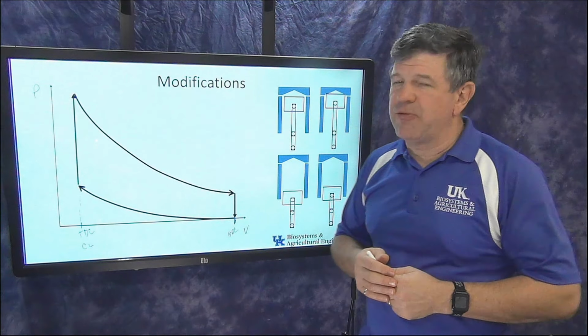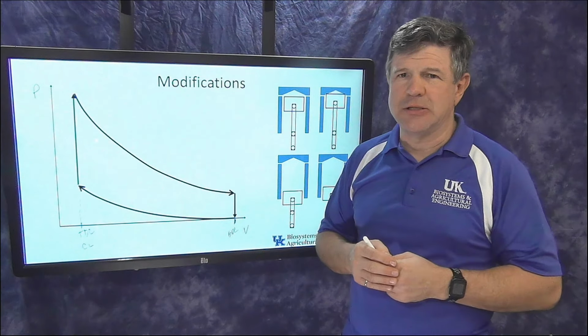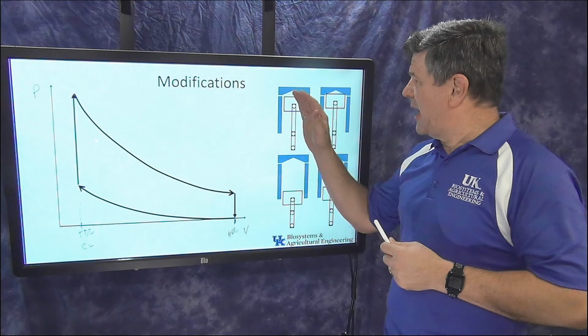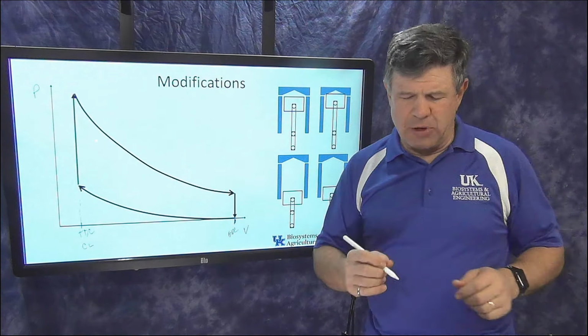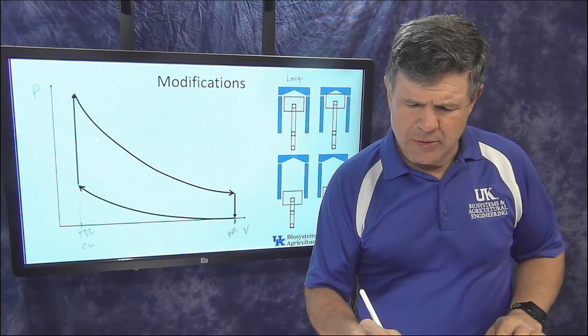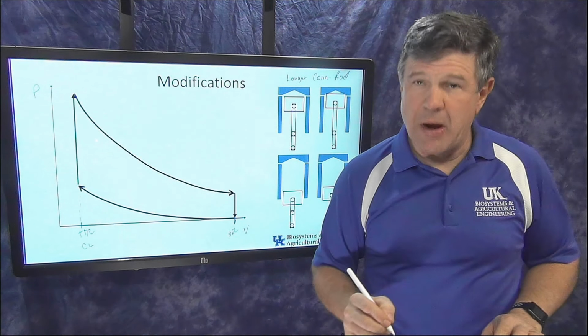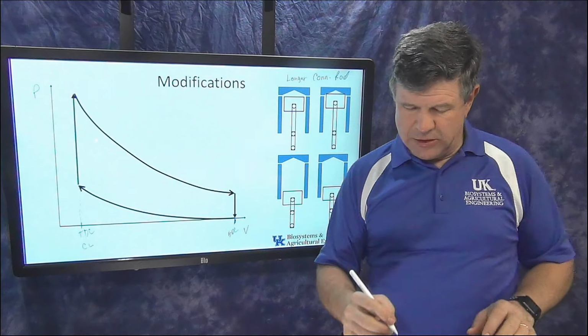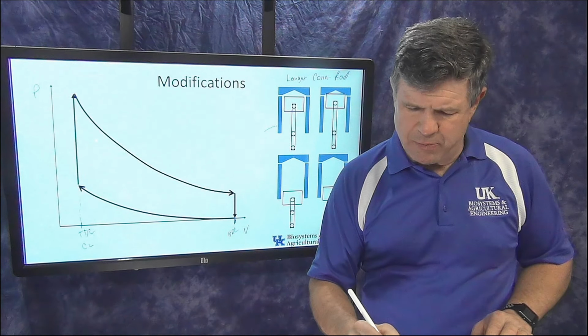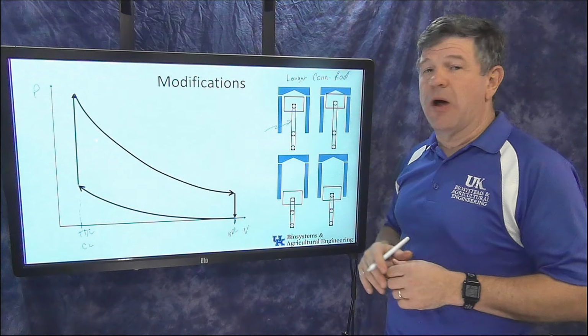Now, what happens if we make some modifications? We've already talked about this. We've looked at engines. The one example I'll look at over here is that I'm going to lengthen the connecting rod, so I have a longer connecting rod. You remember the connecting rod is the long rod that goes from the piston down to the crankshaft. So it's this rod in here.